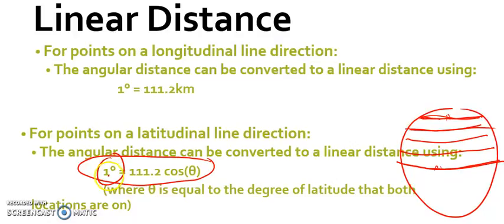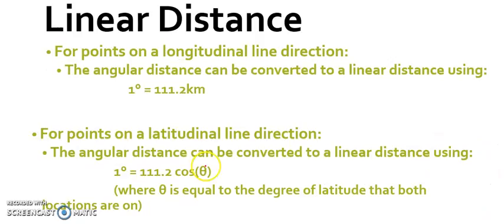So you'll notice that 1 degree is equal to 111.2 times cosine, and the cosine is of what the degree of latitude is that both locations may lie on. Okay, so for example, if these lie here, that may be 70 degrees. Therefore, it would be cosine of 70 degrees.